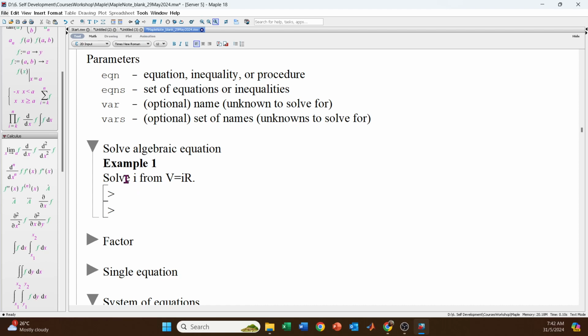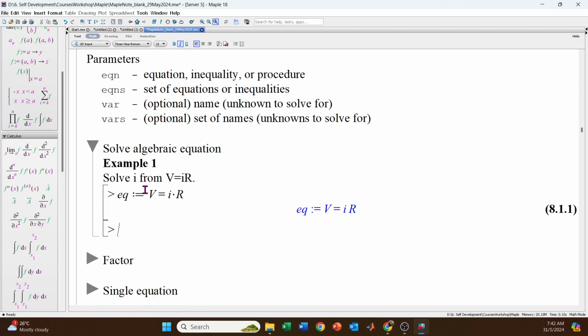Okay, first of all, you would like to solve for the current I from V equal to IR. Let's say I define EQ as V equal I multiply R. Then I solve EQ for I.